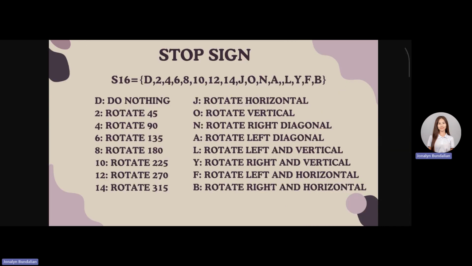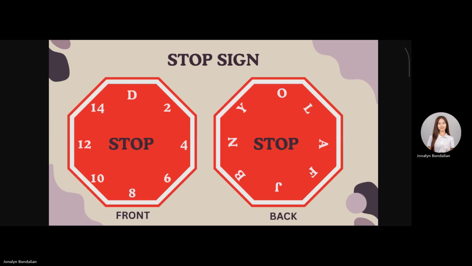My model is entitled Stop Sign Geometry. My model uses the set S of the group containing elements under binary operation star. These include 8 rotations, each a multiple of 45 degrees, and 8 reflections along various axes. Each element represents a unique transformation of the stop sign figure, forming the foundation of our structure.